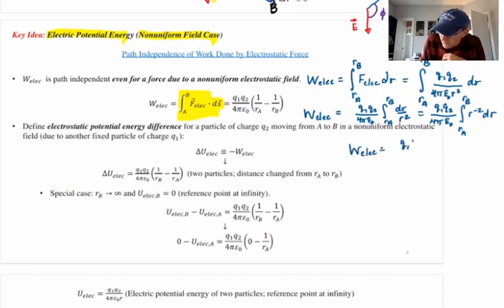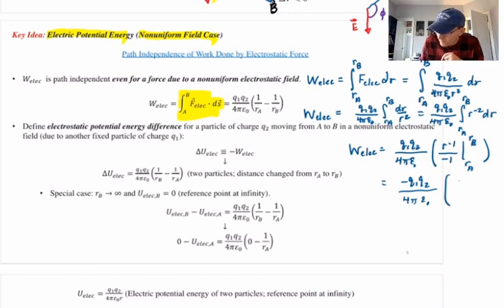So you've got Q1 Q2 over 4 pi epsilon 0, where the n is negative 2. So n plus 1 is negative 1. So I have r to the n plus 1 over n plus 1 between RA and RB. That's just negative Q1 Q2 over 4 pi epsilon 0. And r to the minus 1 is 1 over r. And then put in the limits: 1 over RB minus 1 over RA. And then distribute that negative that's out front through. It reverses the RA and the RB. And you get this formula right up here.